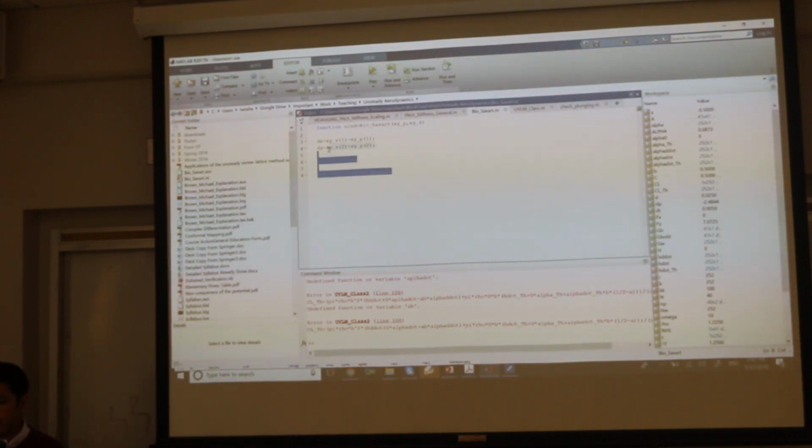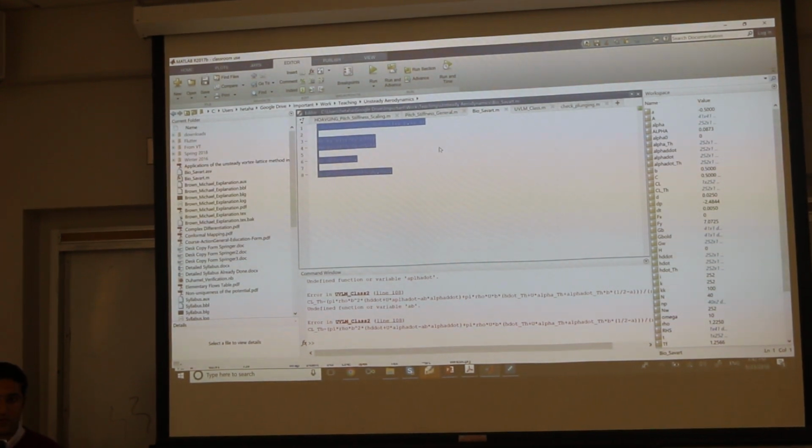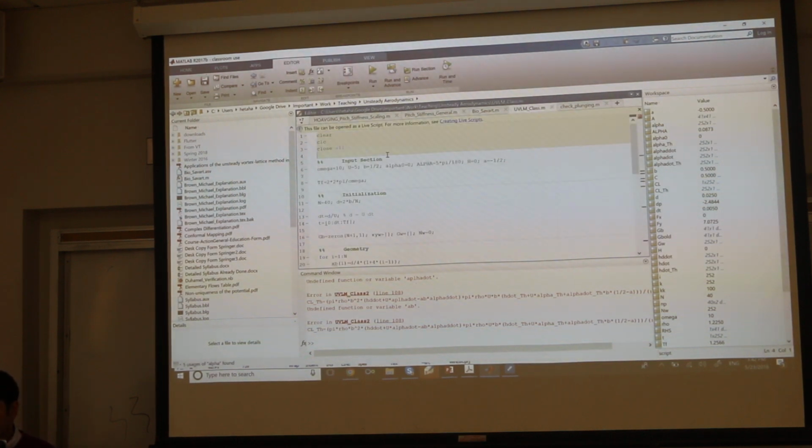So we just created Biot-Savart. Anyone has a problem with the Biot-Savart function? Please, if you have a problem, just stop me. Okay, and this is the program that we did last time.